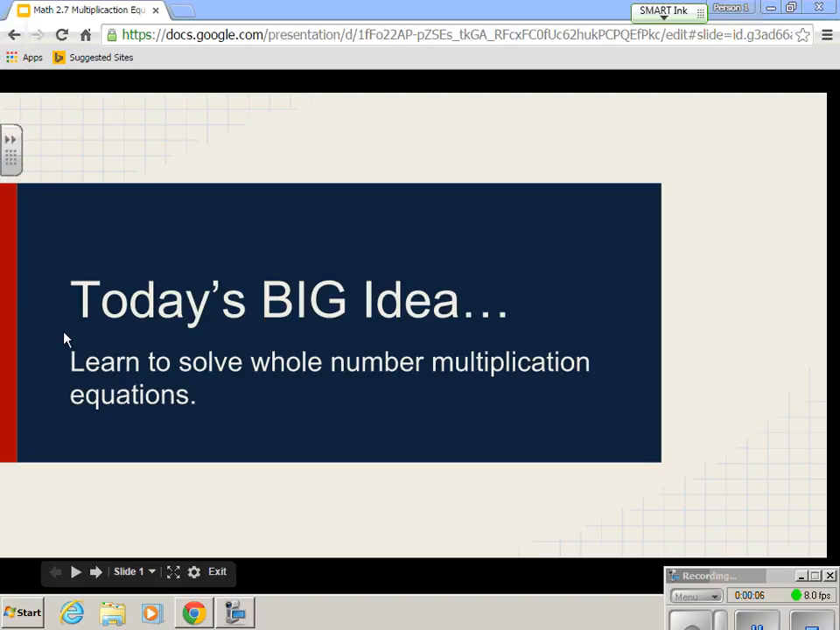Our goal today is going to be to learn to solve whole number multiplication equations. So this is our third lesson in a row where we're using the same idea with inverse operations. First day was adding, subtraction. Now our third lesson in a row here is multiplication.